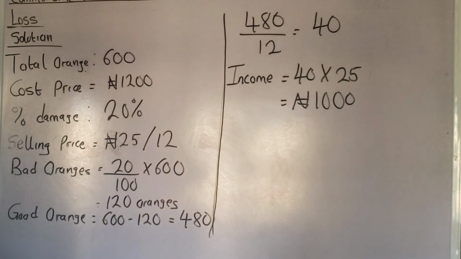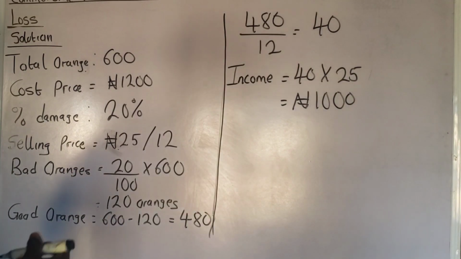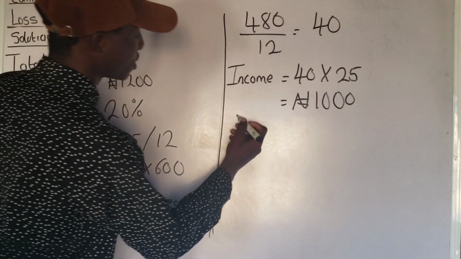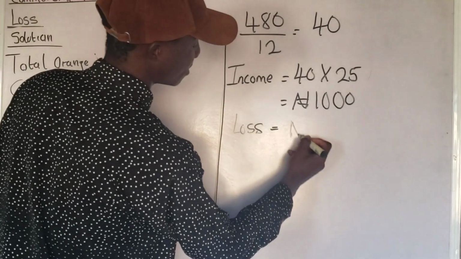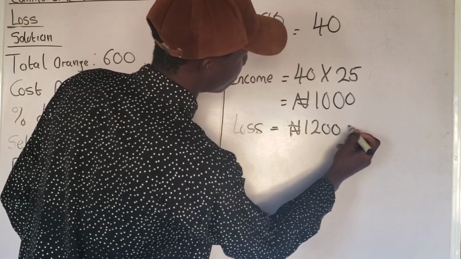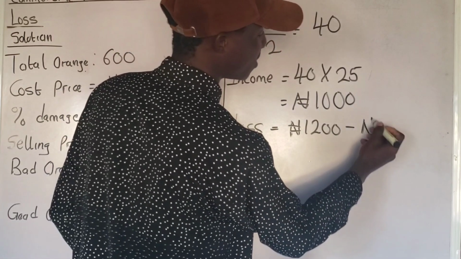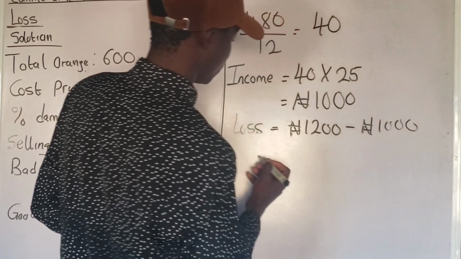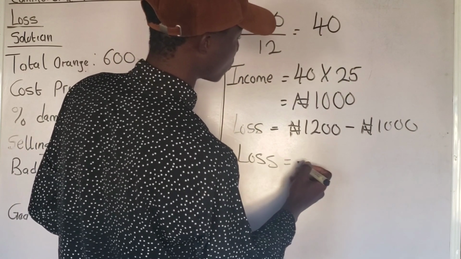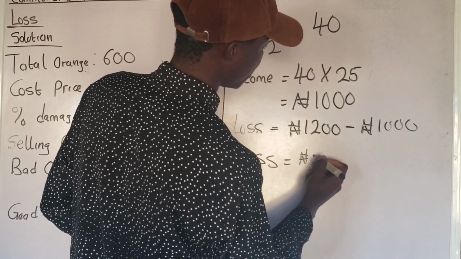Now we can determine the loss, because loss is what? The negative difference between the cost price of a product and the revenue or the income that is gotten as a result of selling out the product. And the cost price is 1,200. So loss is equal to 1,200 minus 1,000 naira.